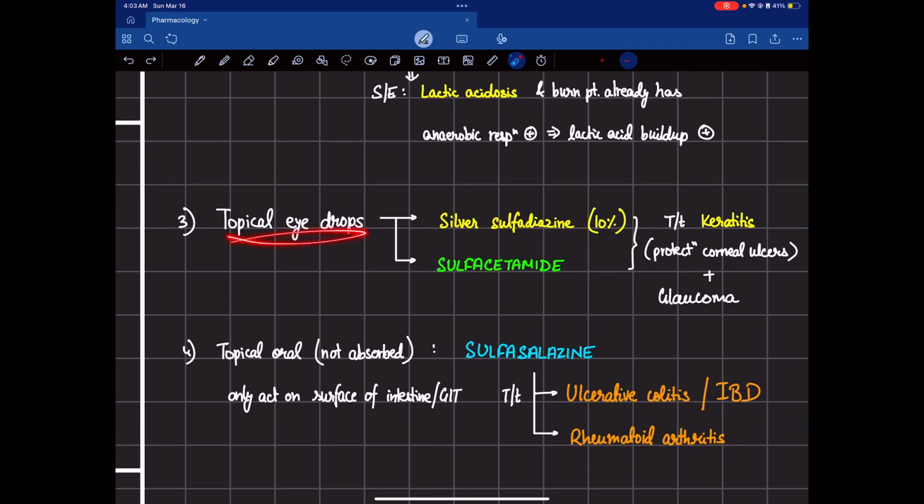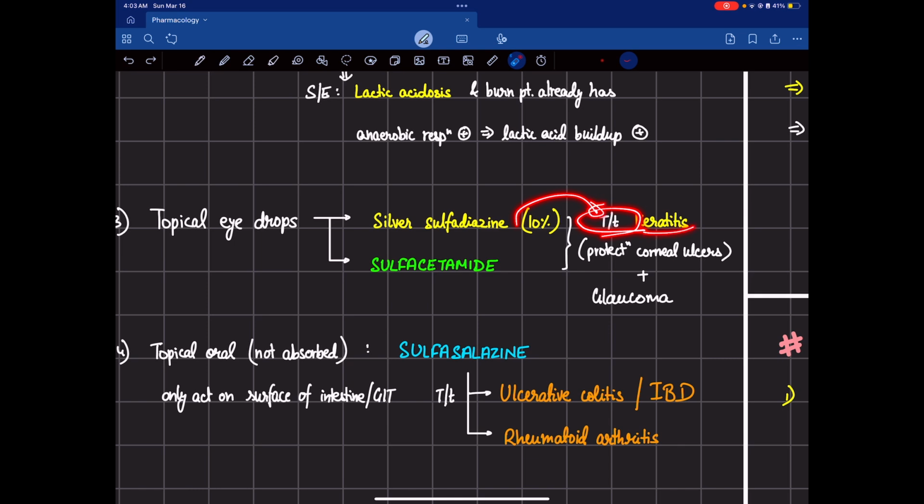Okay. For topical eye drops, we use silver sulfadiazine 10%. This is used for the treatment of keratitis, that is protection of corneal ulcers, as well as glaucoma. Both these drugs are used for that. The second drug is sulfacetamide.